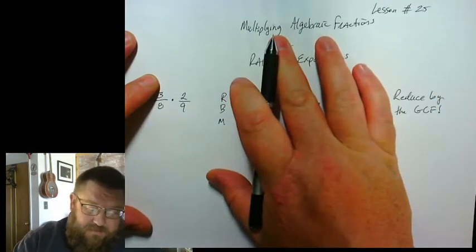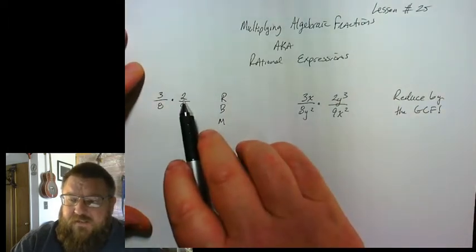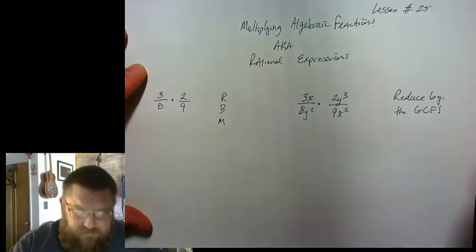So here's what we're going to be doing. We're going to be multiplying algebraic fractions. They're also called rational expressions. They look like this, except they have variables. So let's get into it, right?